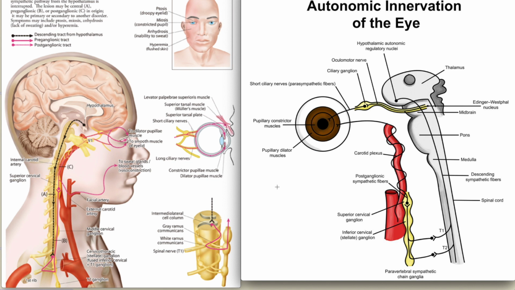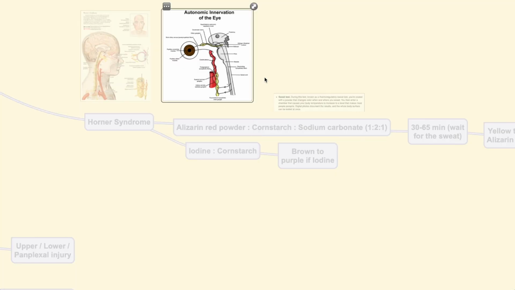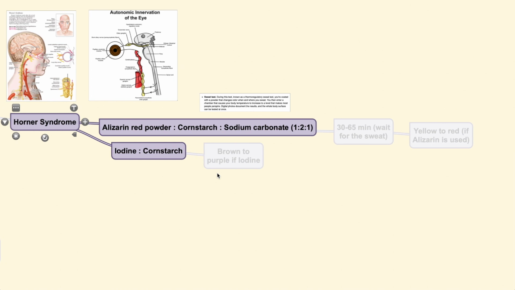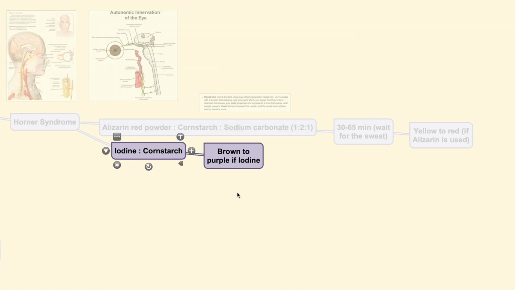Now, after you know what causes Horner syndrome, the next thing I would like to talk about is how you objectively measure these findings. One of them is the sweat test. There are actually several types of materials that you could use, which are a mixture of alizarin red powder, cornstarch, and sodium carbonate, or a mixture of iodine and cornstarch.